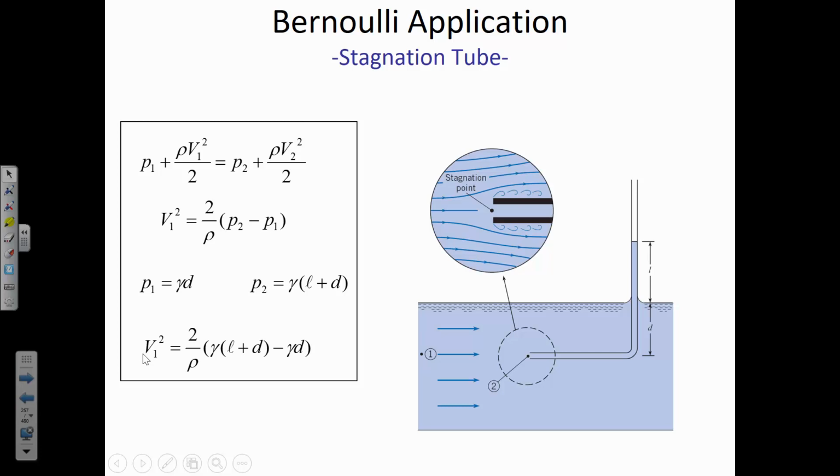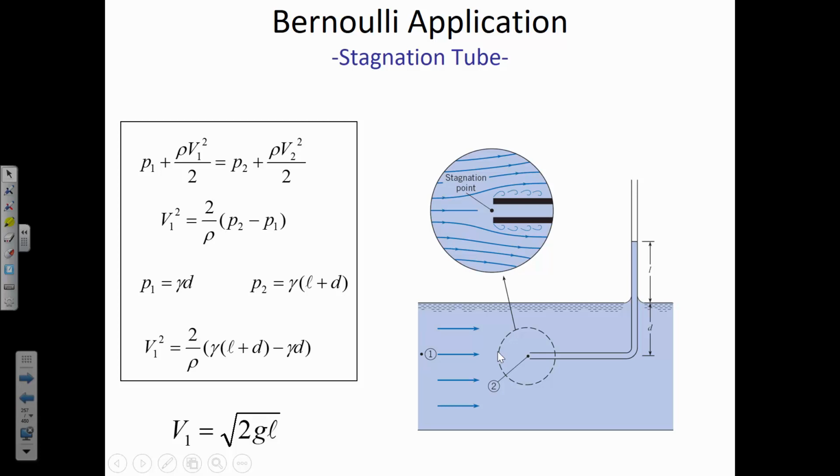And for the velocity at 1, if we substitute in the pressure at location 2 and the pressure at location 1 in terms of the depths, and then combine those terms, it turns out that the velocity is easy enough to calculate. It's just the square root of 2gL, where L is that additional distance above the water surface that the water is rising because of the stagnation, where that stop of the velocity, all of the energy that existed as velocity before, is causing the water to rise up inside of the tube.